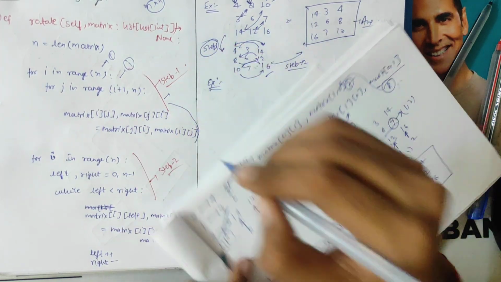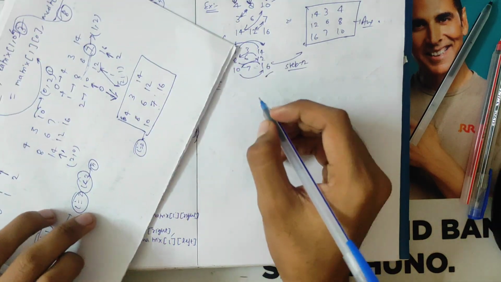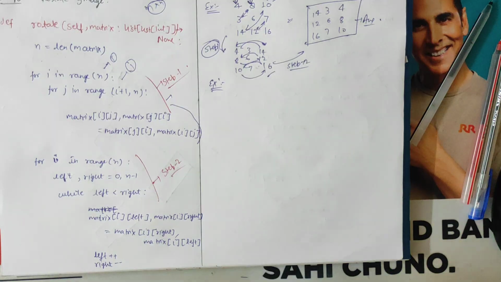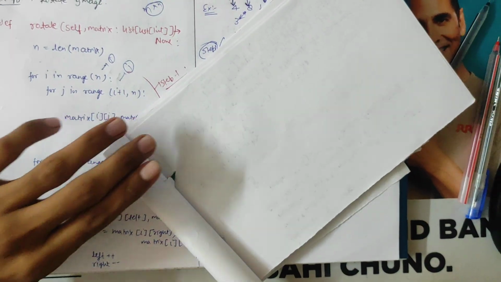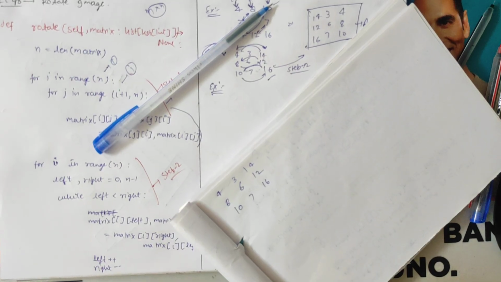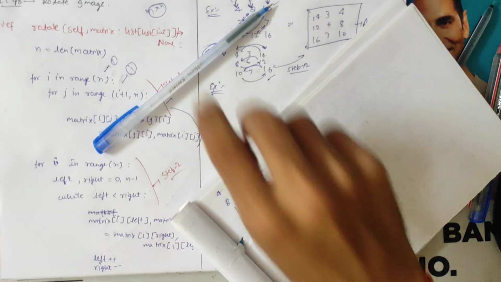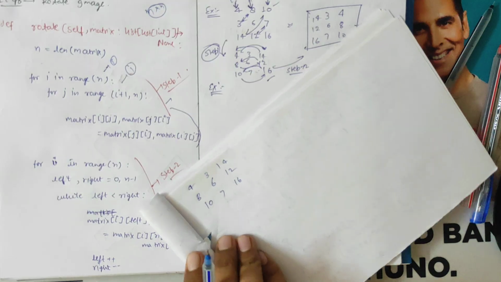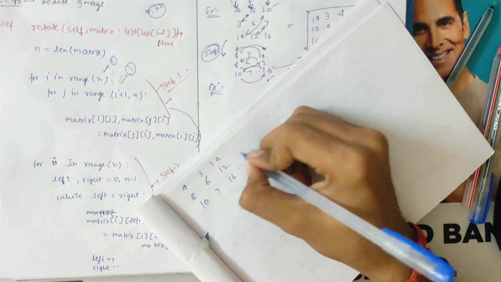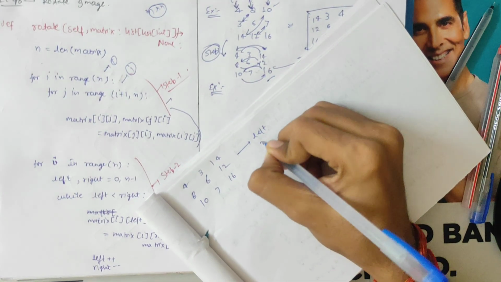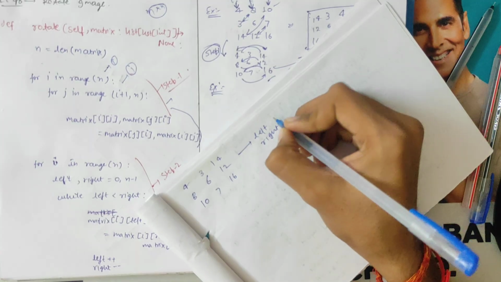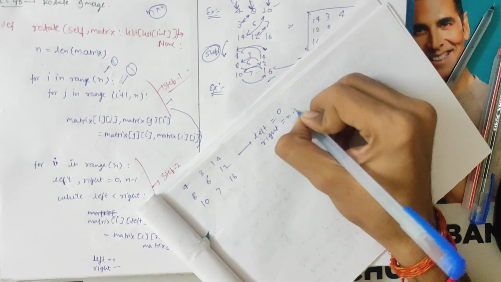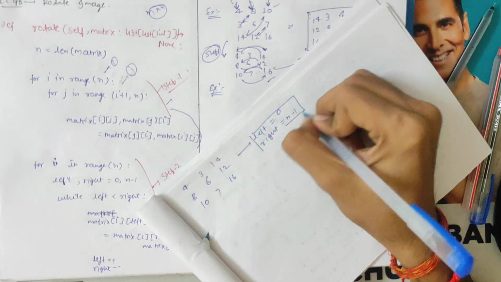Now we will exit from this loop, and now we have our values as 4, 6. So after performing the first step, we have the values of the matrix like this, and to perform the second step, we need two variables, left and right. Left will be 0 and right will be n minus 1. Start from 0 and n minus 1.